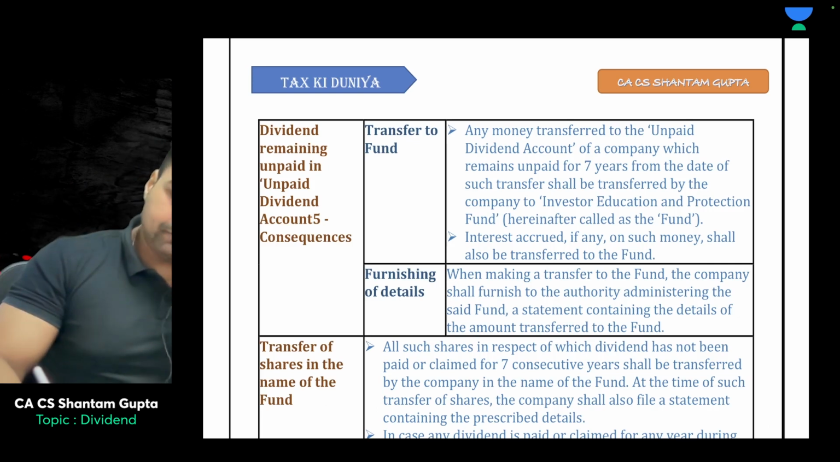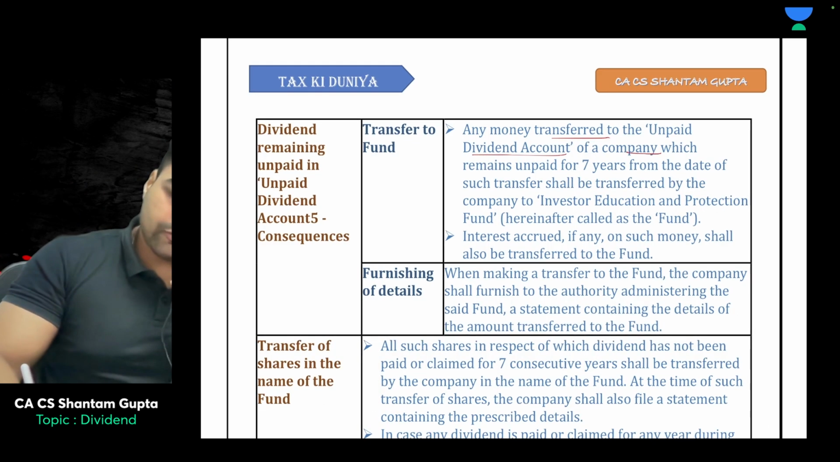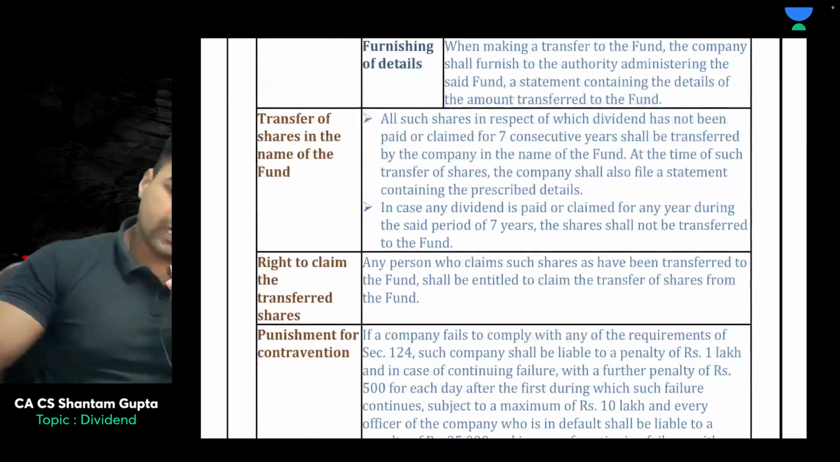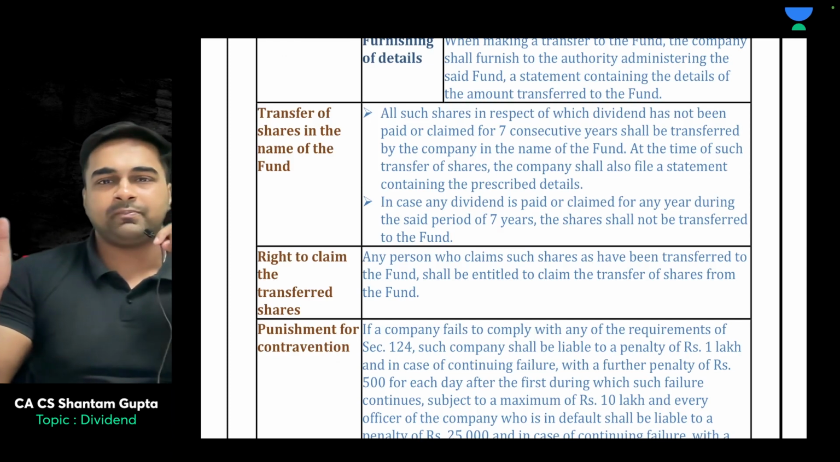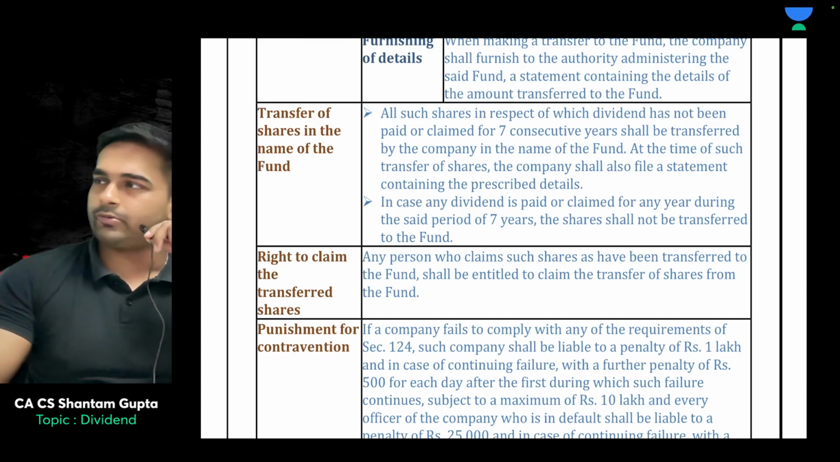It says any money transferred to the unpaid dividend account of a company which remains unpaid for 7 years from the date of transfer shall be transferred to IEPF. Then it will go into IEPF, Investor Education and Protection Fund.